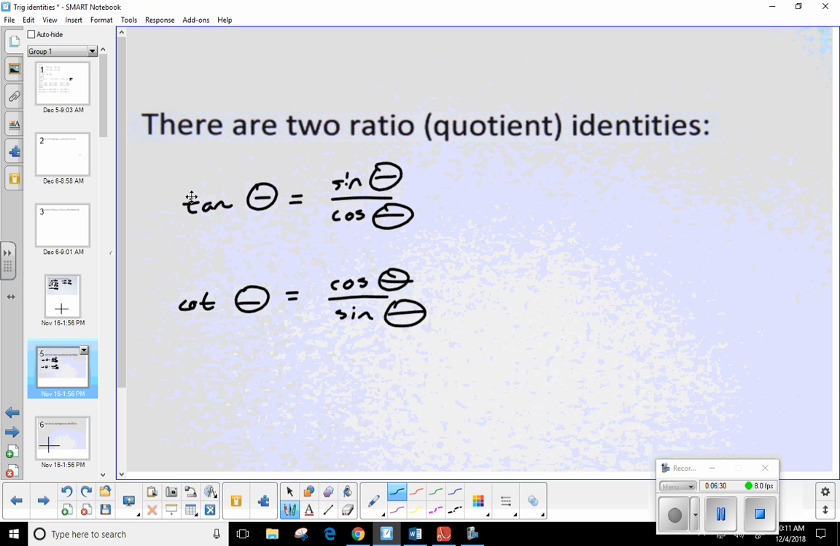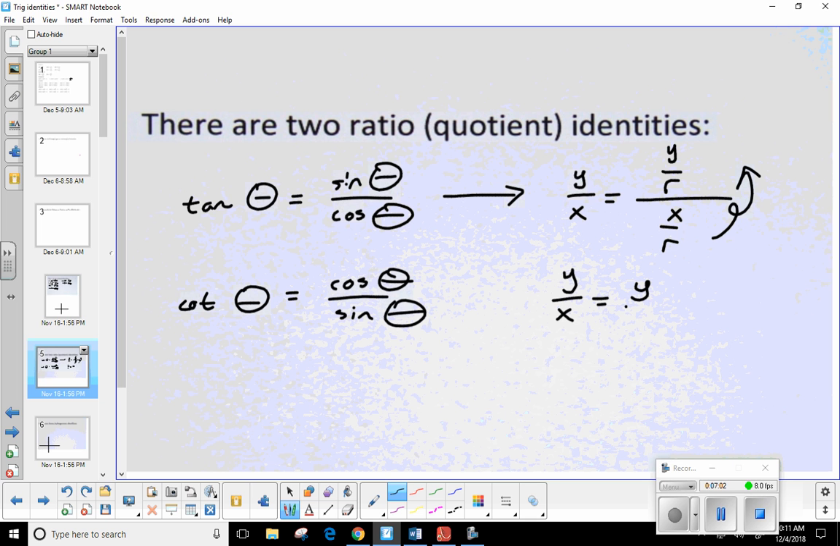So, Ethan, what do you like? Tangent or cotangent? Which one? Tangent? Okay, so let's see. What is tangent's ratio? Okay, so tangent of theta is y over x equals. Now, sine of theta, we just saw that was y over r. And what's cosine of theta? X over r. Okay, so I'm dividing by a fraction, so I'm going to multiply by the reciprocal. So y over x is equal to y over r times r over x.